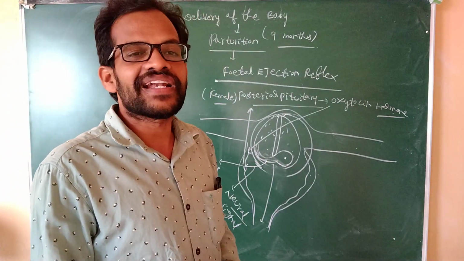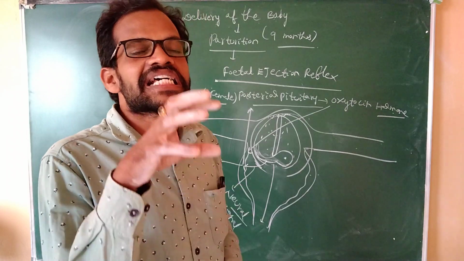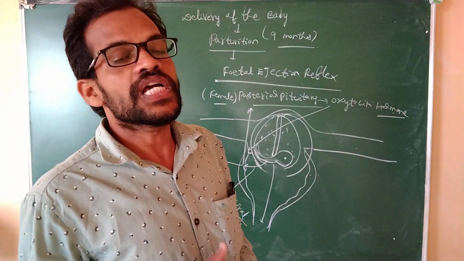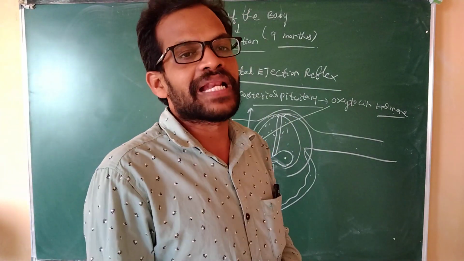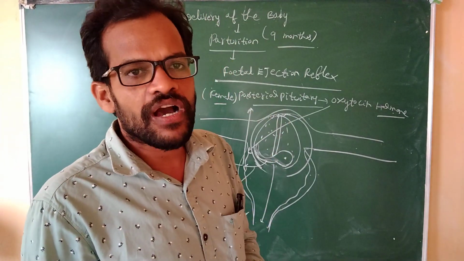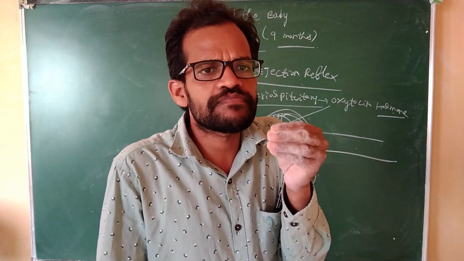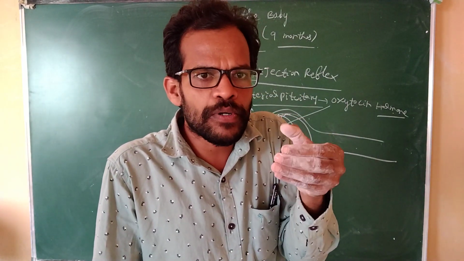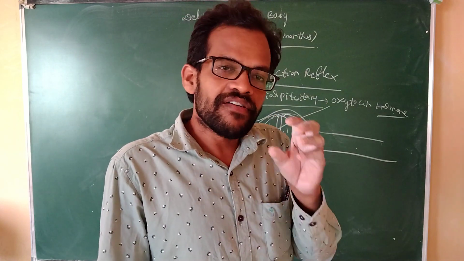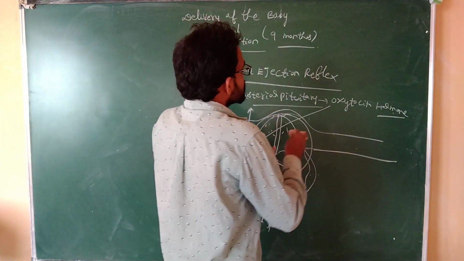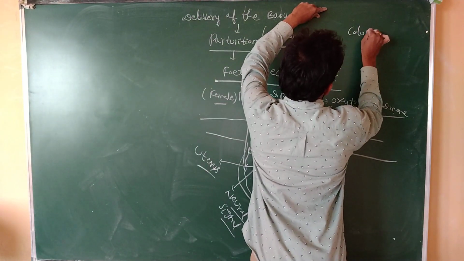After parturition, the mammary glands, which differentiated during the pregnancy, produce the ejection of the milk. In the first few days, the mother produces some amount of milk. This milk is known as colostrum.